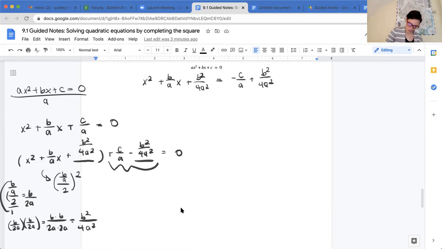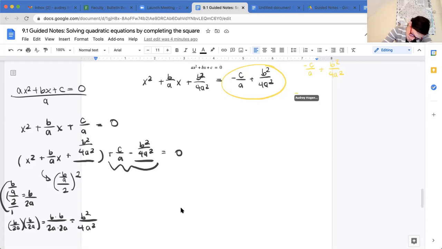Okay, and I'm going to do a quick aside for that right side of the equation right now because I am going to actually create a common denominator so I can add these together. So I have negative c over a plus b squared over 4a squared. My common denominator is going to be 4a squared.